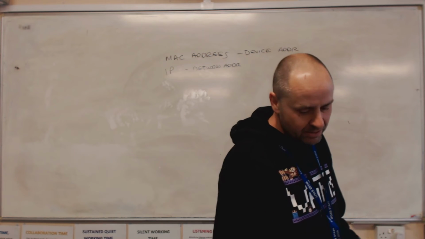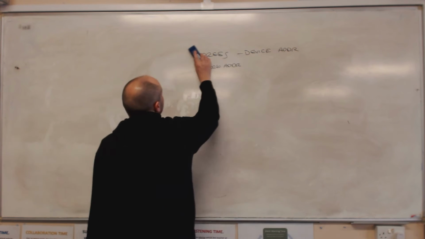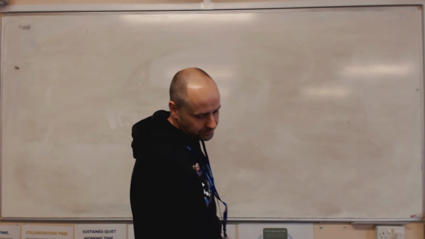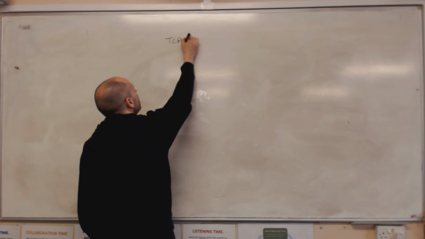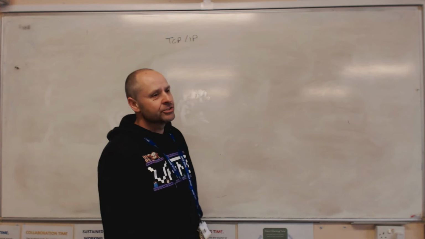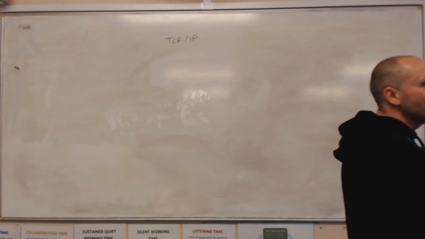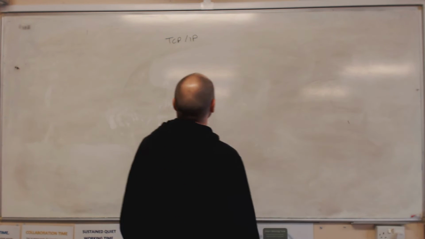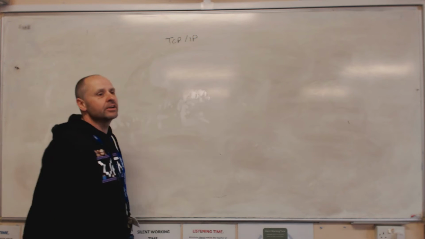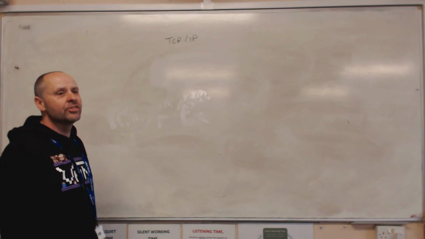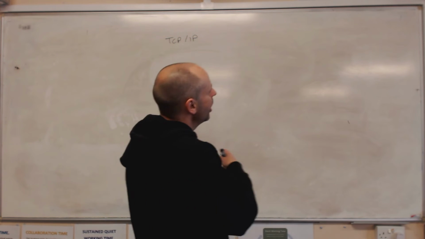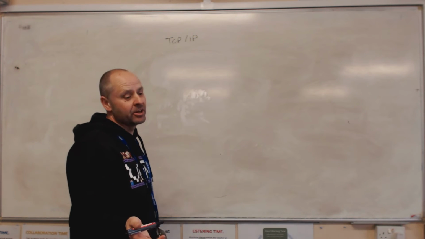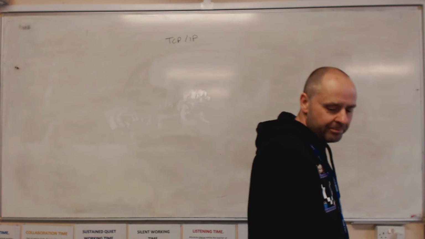What else have we got? Right, and then we've got the protocols. So we've got TCP/IP, transmission control protocol, internet protocol, used to transmit and identify devices on the internet. Okay? It is an open format, which is why it's been adopted for the internet.